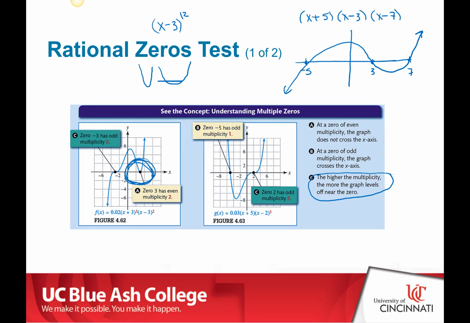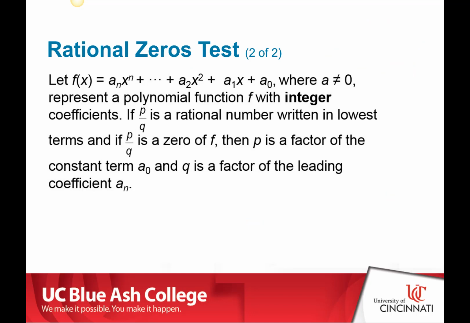As you increase the multiplicity, it's more likely to flatten out some as it gets close to that point of interest, that 0 point. Does that make sense? And that's true for either an even or an odd multiplicity. Okay, so where does that get us?